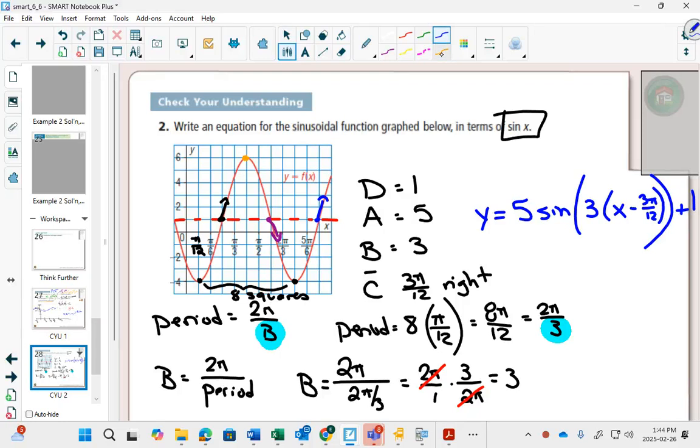So the DAB part would be identical, sine or cosine. Still the same center, same amplitude, same period. The only thing that changes is your C value if you want to do either a sine graph or a cosine graph. So circle question 4.